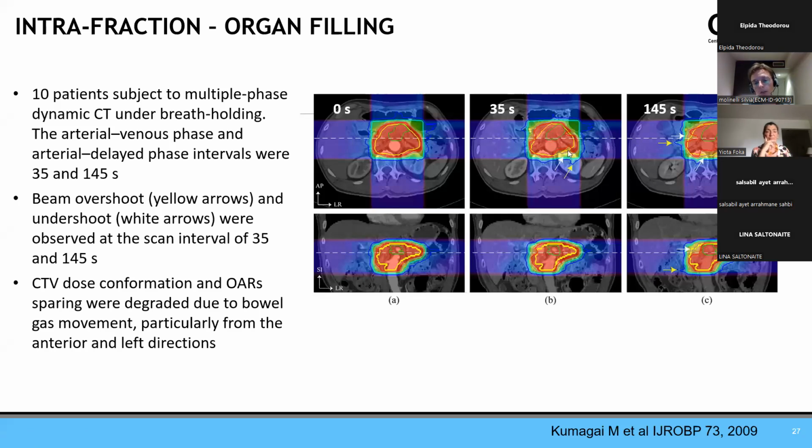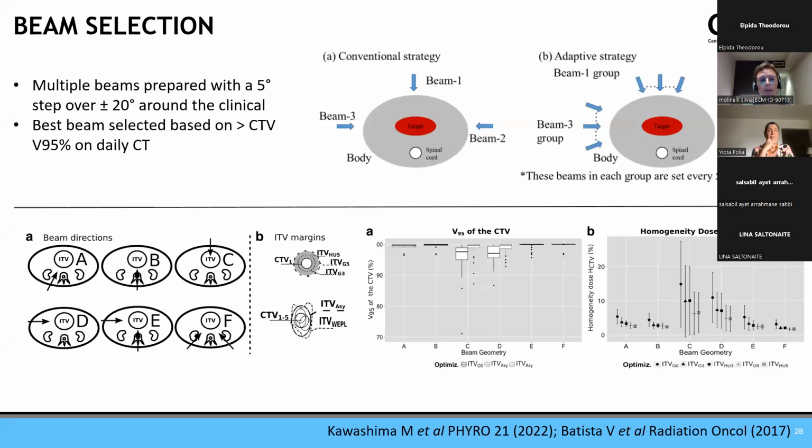Maybe you don't see it from the isodoses, but here there's overshoot and undershoot. Overshoot inside the organs at risk and undershoot here in the tumor. So what can we do? Well, one option is beam selection, as I was saying before.